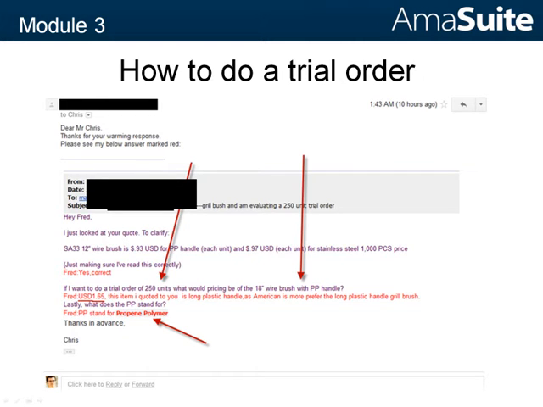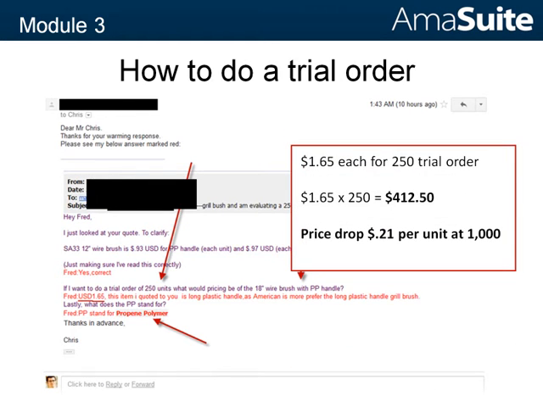And then this supplier came back and said it would be $1.65. So you can see it's just slightly more than the 1,000 units. So the price would then drop, of course, by 21 cents after I got to a 1,000 unit order. So you already know ahead of time you're going to be able to make more money on a per unit basis as you grow and scale this business.